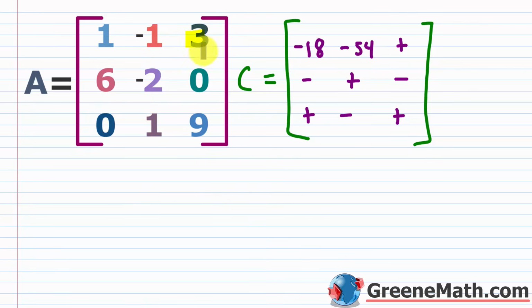All right, let's move on to this one. So I'm going to delete the column and the row. And the determinant of this guy, 6 times 1 is 6, then minus negative 2 times 0 is 0, so this is just 6. No sign change because it's positive, so let's just put a 6 there.